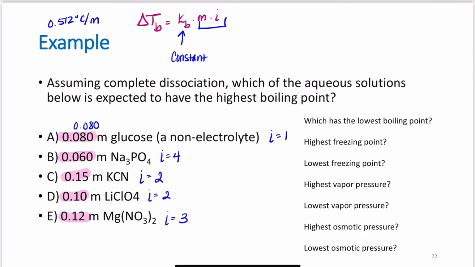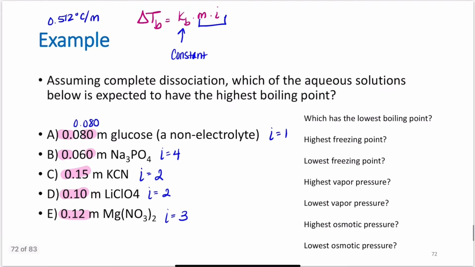0.060 times 4. That gives me 0.24. Okay, that's definitely higher. So let's knock that one out. 0.15 times 2, 0.30. Definitely higher. Let's knock that out. 0.10 times 2, 0.20. That's lower. 0.12 times 3, 0.36. This one is going to have the largest difference. Therefore, E will have the largest boiling point.